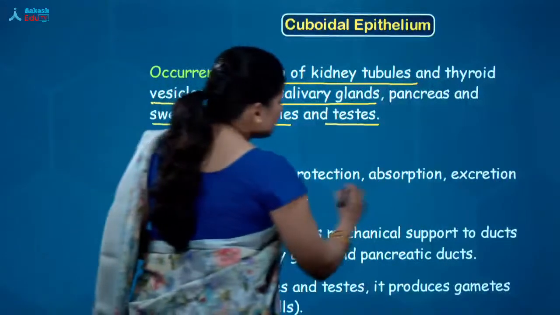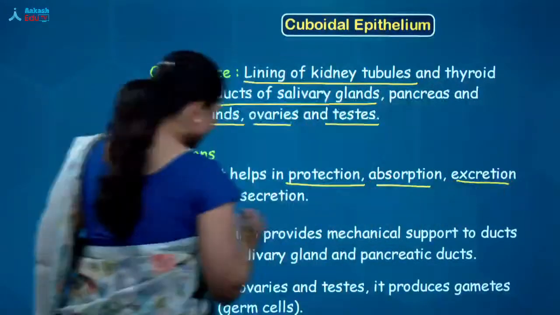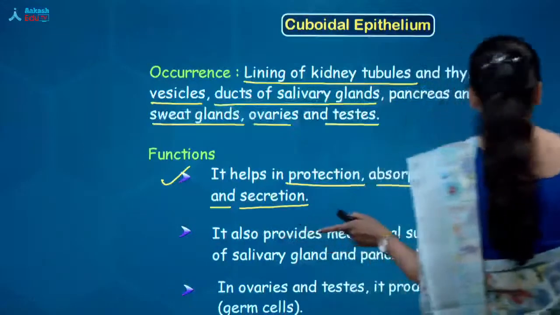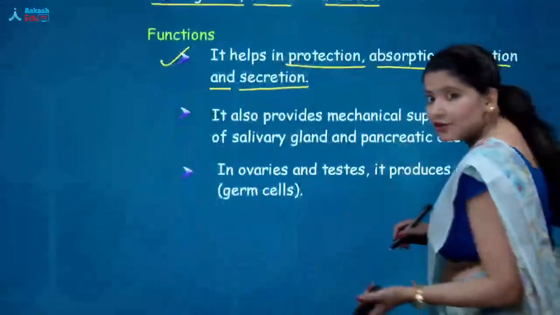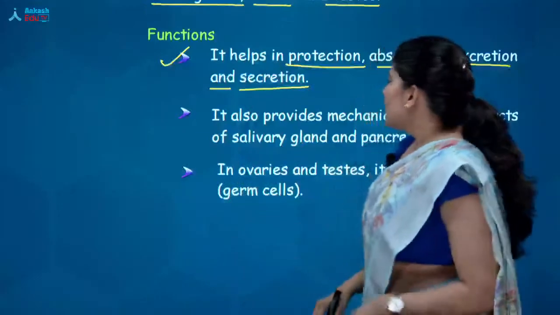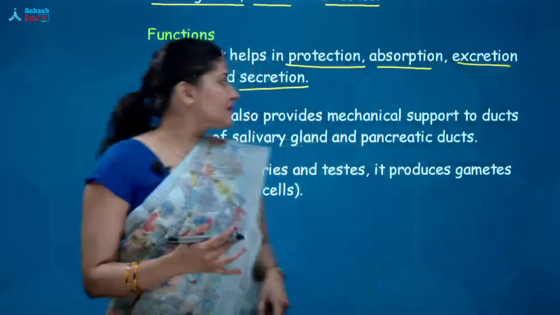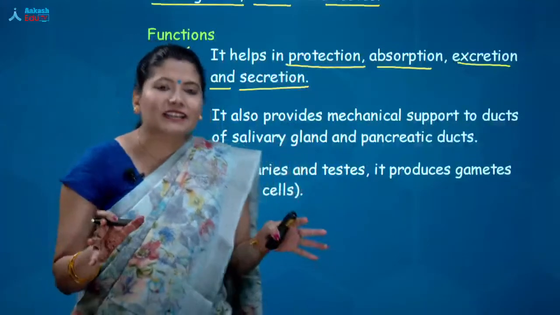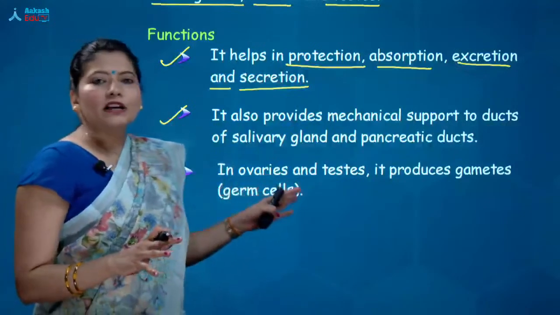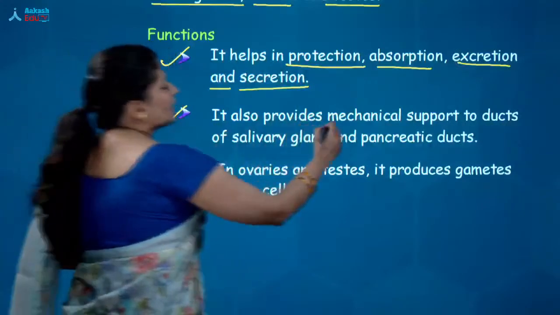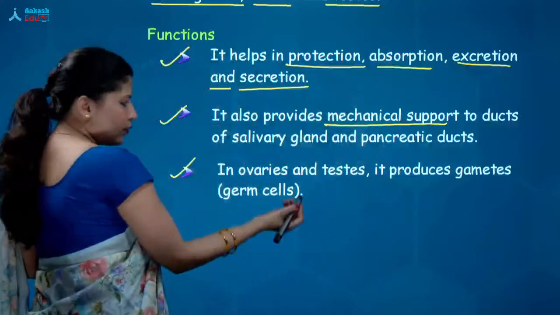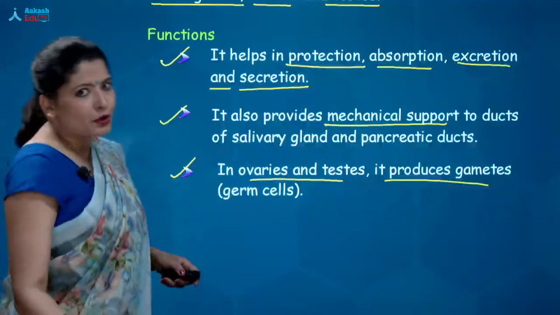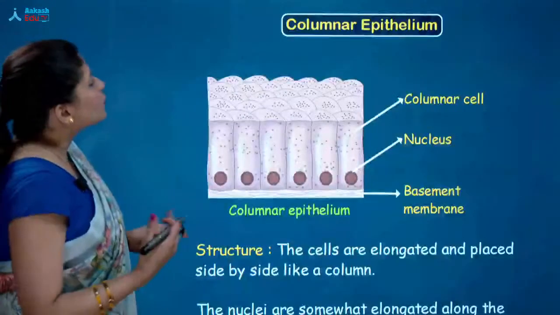What is the function? Function is protection, absorption, excretion and secretion. So किसी पार्ट में ये क्या कर रहा है, absorption का function कर रहा है, कहीं पर excretion, कहीं पर protection. But these are the functions. It also provides mechanical support to the duct of salivary gland and pancreatic duct. So pancreatic duct and salivary gland के जो ducts हैं वहां पर ये क्या function कर रहा है, mechanical support provide कर रहा है. In the ovaries and testes it produces gametes. तो वहां पर क्या produce करता है, gamete produce करता है. So these are the functions of cuboidal.